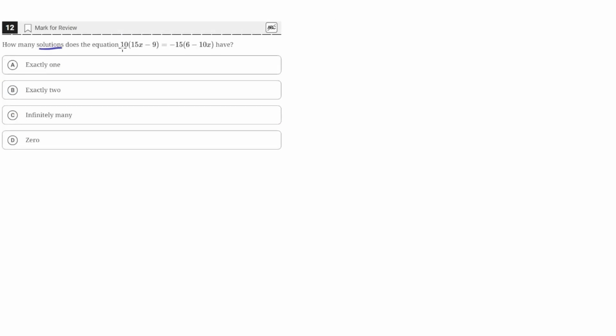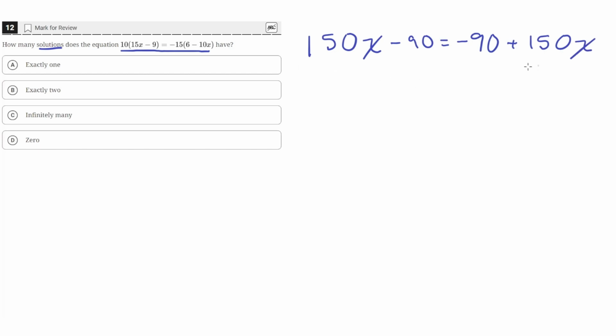How many solutions does this equation have? So we can just start simplifying this down. 10 times 15x is 150x, minus 10 times 9, which is 90, is equal to -15 times 6, which is -90 again. And then -15 times -10 is equal to 150x. And then we can see here that both sides of these equations are equal. So if we try to isolate for x, say by subtracting 150x from the other side, we would just get 0, and we'd just be left with -90 equals -90.